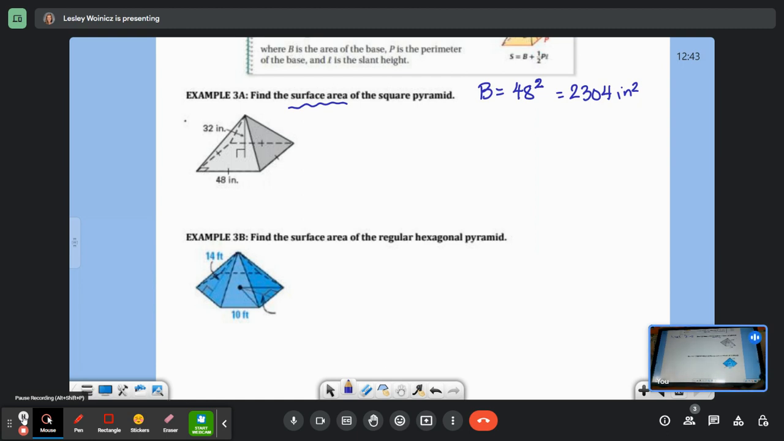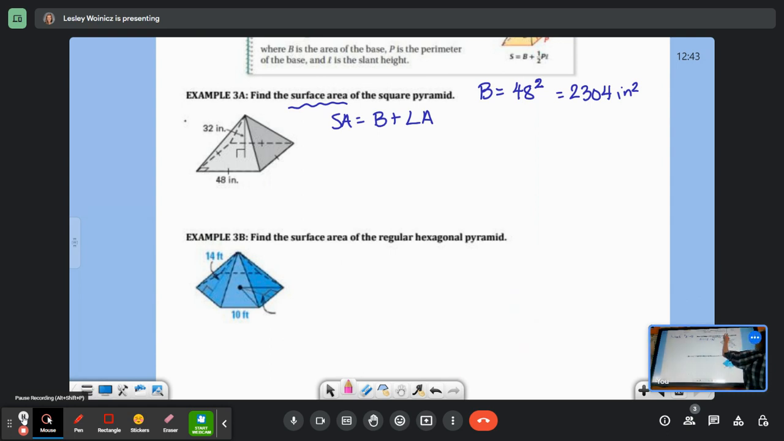Okay, now we're going to use our tricks to find the lateral area. So our total surface area is our base plus the lateral area. So we have to use our tricks to find the area of one of the faces. And how many faces are there? 2, 3, 4. 4. Okay, so we'll just find one triangle face and multiply it by 4. Sound good? Yeah. Okay.